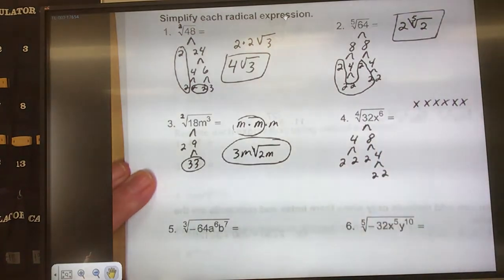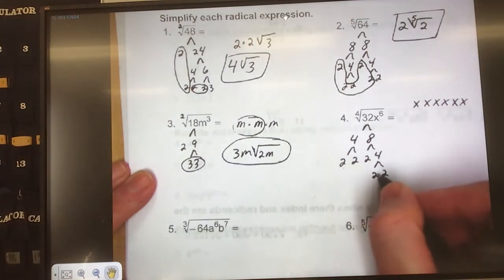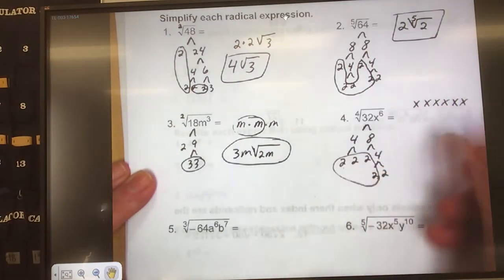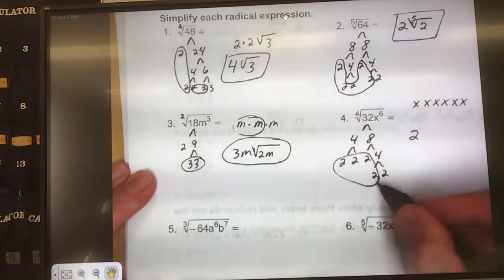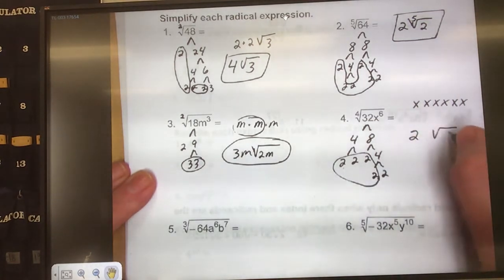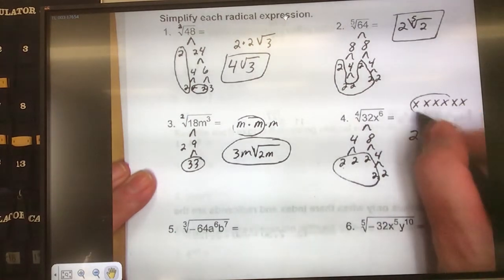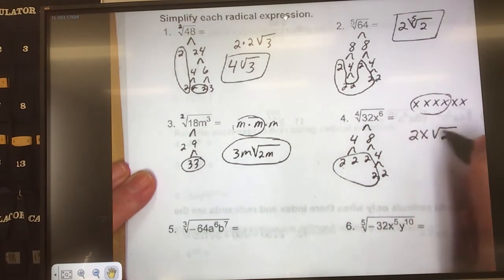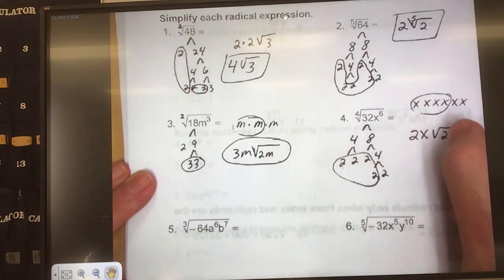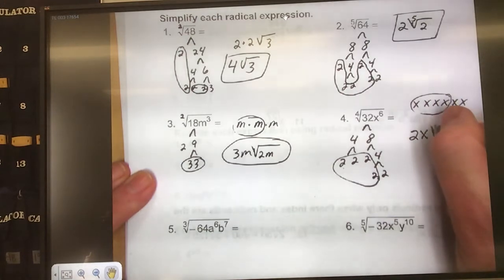We're looking for groups of what? 4. 1, 2, 3, 4. So I'll bring it out one time. What's left over number-wise? A 2. It's going to go back in the box. Looking at x's. 1, 2, 3, 4. Comes out one time. And leaves me what left over? X squared. There's 2 of them. Multiply them back together. So that's x squared. What do I got to put out here? A 4.